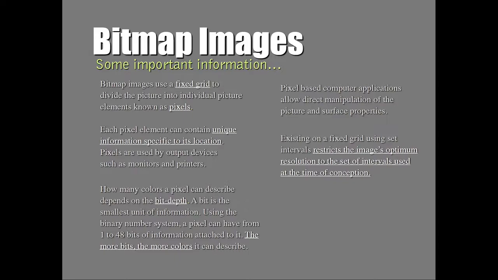So, some important things also beyond color that we need to understand is that bitmap images, those images that we work with that are pixel-based, they exist on a fixed grid, and it divides the picture into individual picture elements that we refer to as pixels. Each pixel element contains unique information specific to its location.